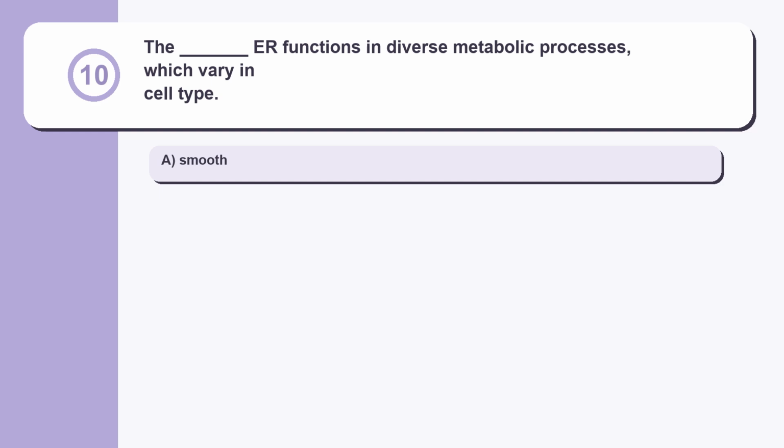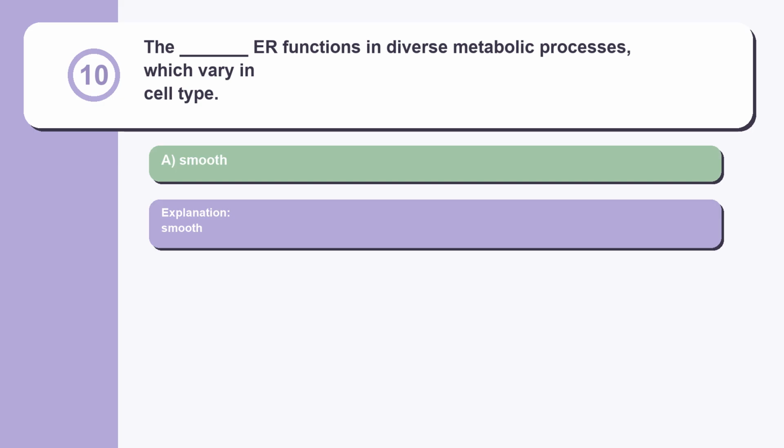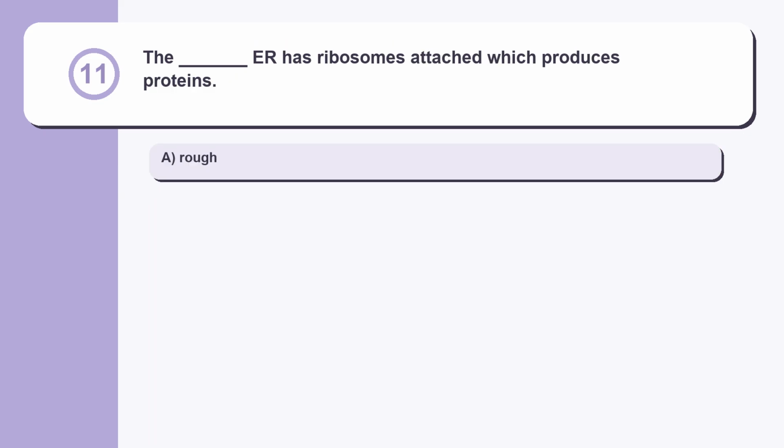Question 10. The smooth ER functions in diverse metabolic processes, which vary in cell type. Question 11. The rough ER has ribosomes attached which produce proteins.